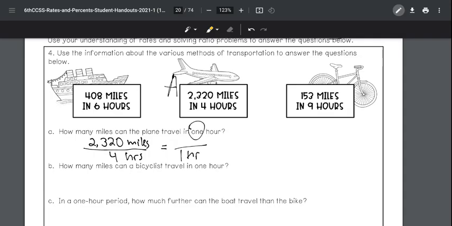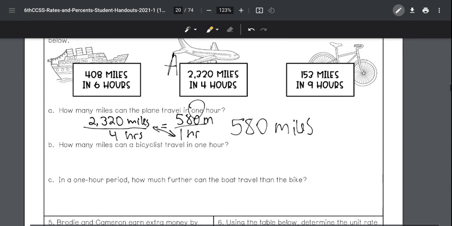So 1 hour. We'll cross multiply and divide. 1 times 2,320 is 2,320. 2,320 divided by 4 in your calculator gives us 580 miles per hour. How many miles can the plane travel in 1 hour? 580 miles.